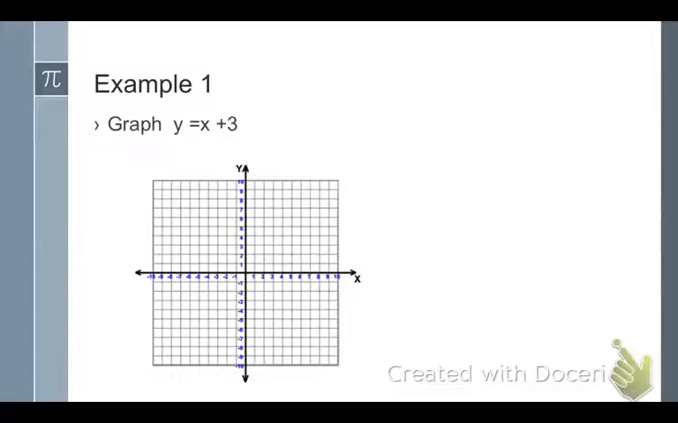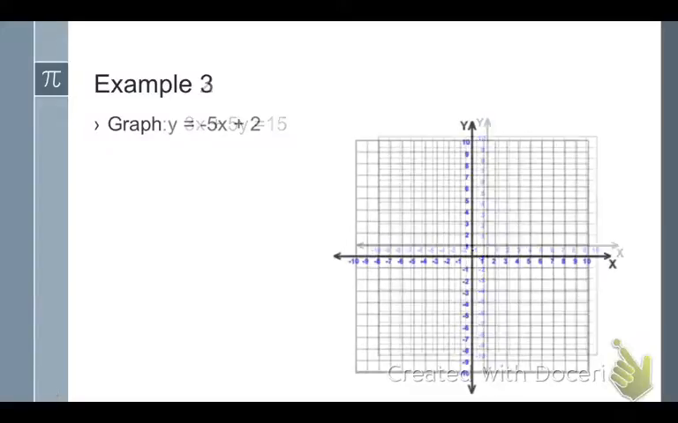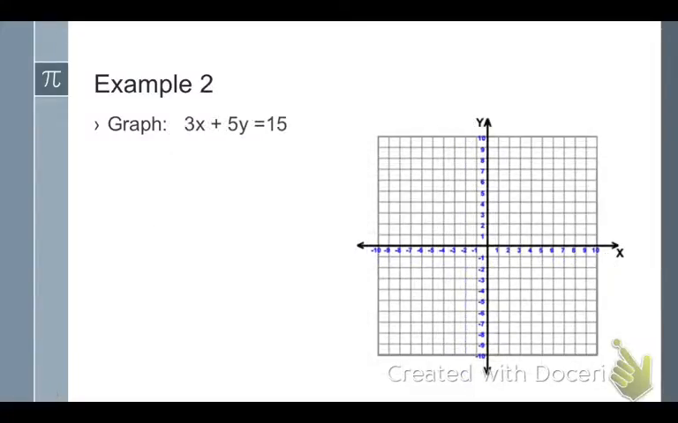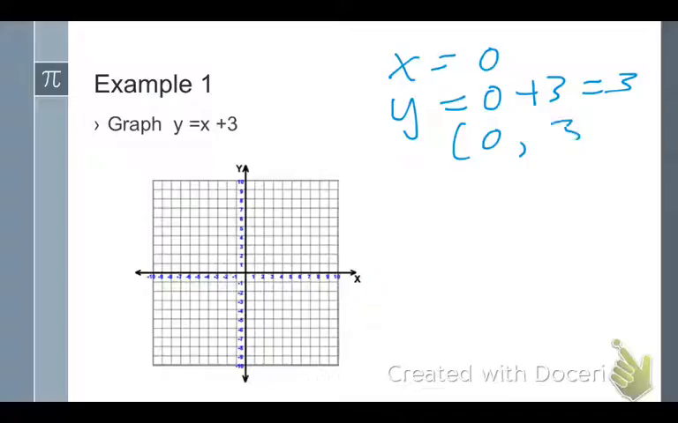So here's one where the coordinates are not the same, but if I know an x coordinate, I certainly can find y. Sorry, I went back a couple here. So I have y equals x plus 3. I'm just going to choose some values for x. Let me choose x equals 0. That's always a good one to try. So that means y equals 0 plus 3, which is 3. So I get the point 0, 3.